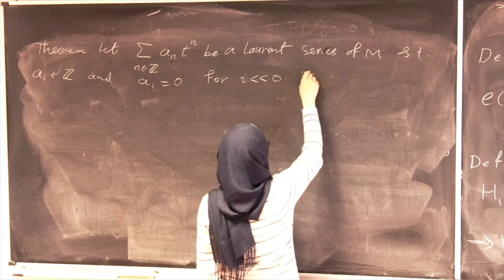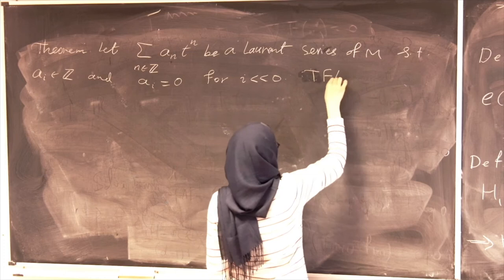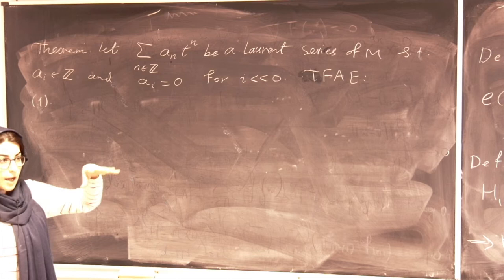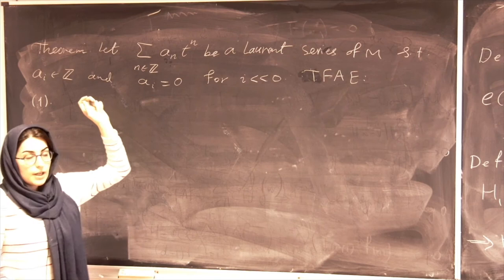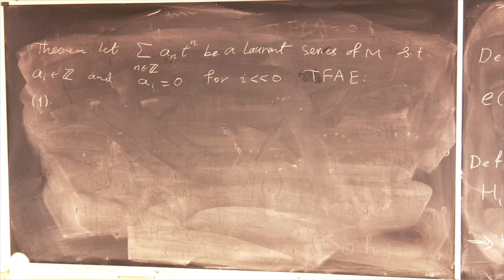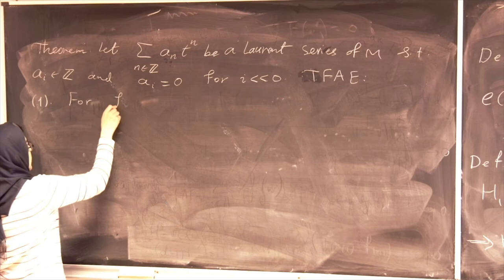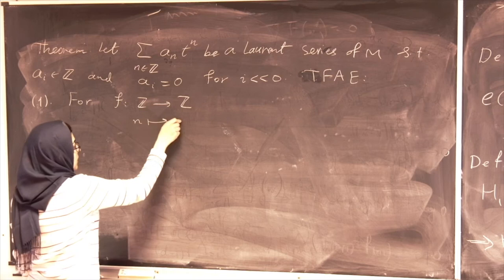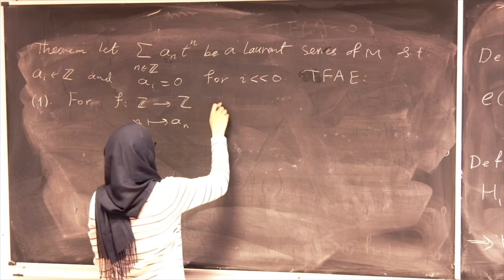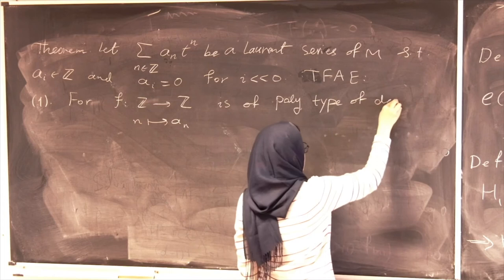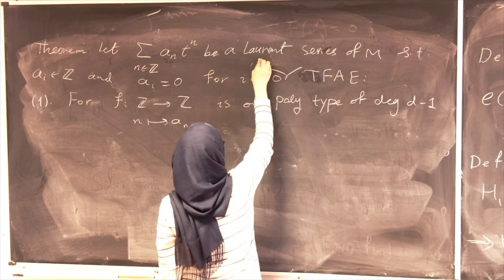Then the following statements are equivalent. We want to consider the case that happens for the Hilbert series, namely these coefficients a_n come from a function which is of polynomial type of some degree, say d minus 1. This is the case when here we have the Hilbert function. So if we consider the function which sends any n to this coefficient a_n, this is of polynomial type of degree d minus 1. I should say here that d is a fixed positive integer.